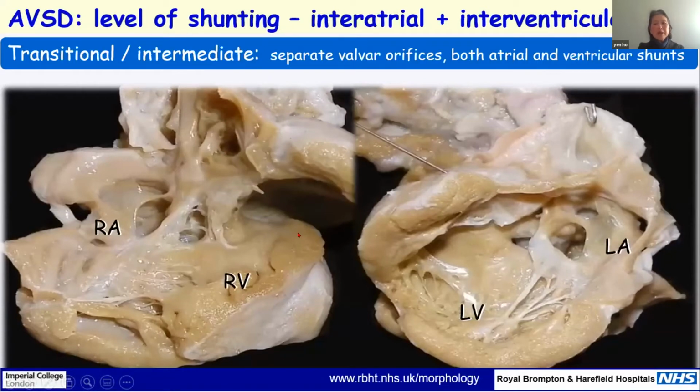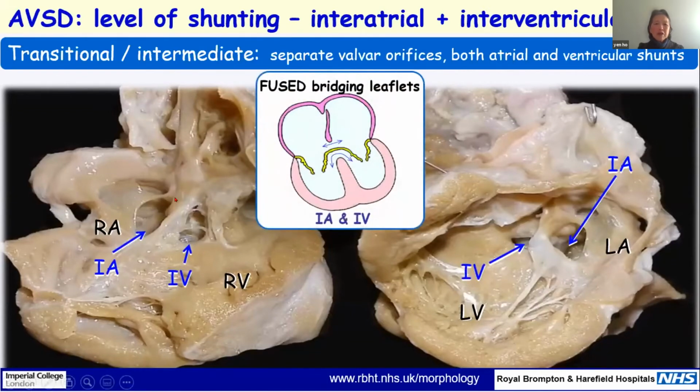And we can have within this group also a so-called transitional or intermediate type, whereby the superior and inferior bridging leaflets are joined together, but then separate the interatrial and interventricular components.